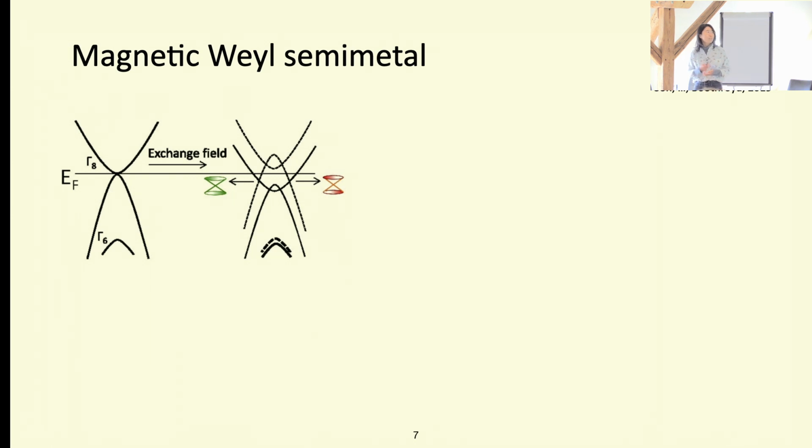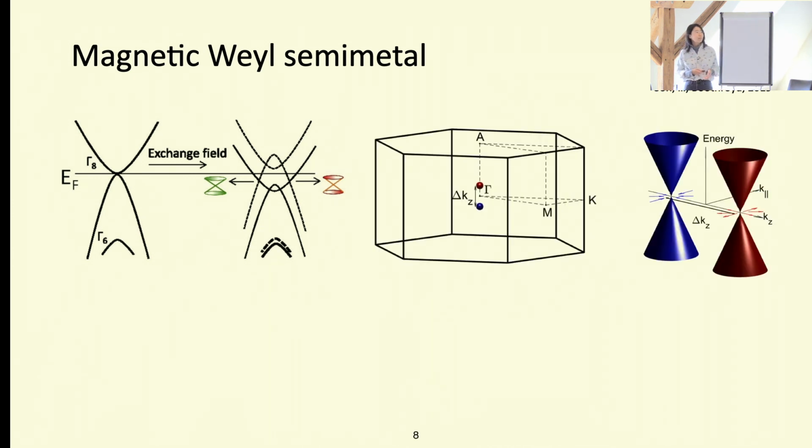Okay, so one way to get a Weyl metal is by breaking time reversal symmetry. Here, you have band touching between two degenerate bands, and with exchange field magnetic interaction, they can split, and you get two Weyl nodes, Weyl valleys, with opposite chiralities. In this situation, the Weyl cones are separated by a small distance near the center of the Brillouin zone.